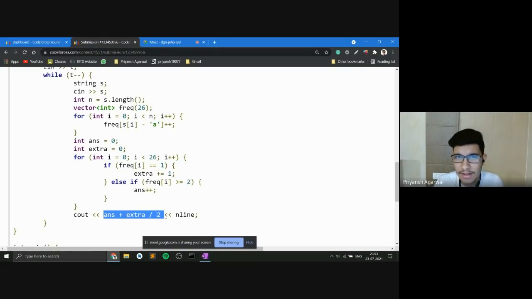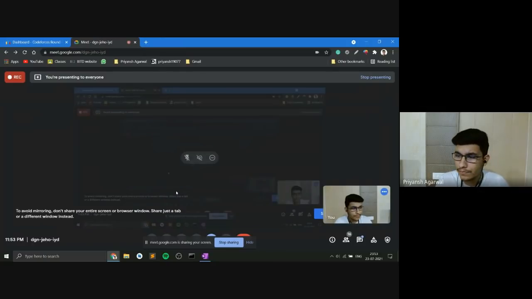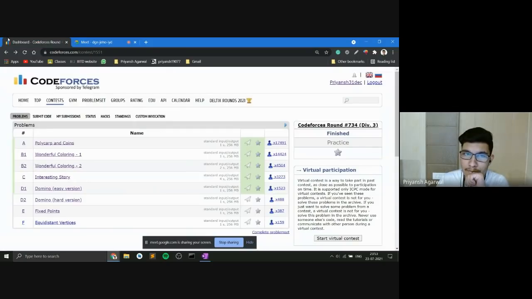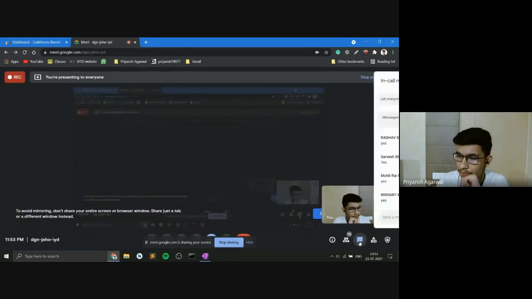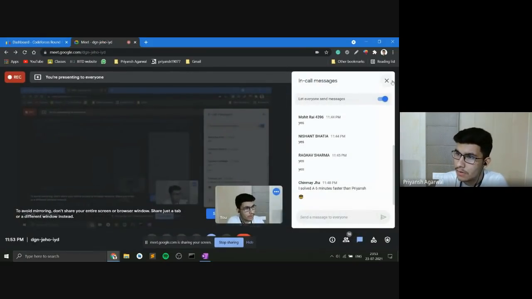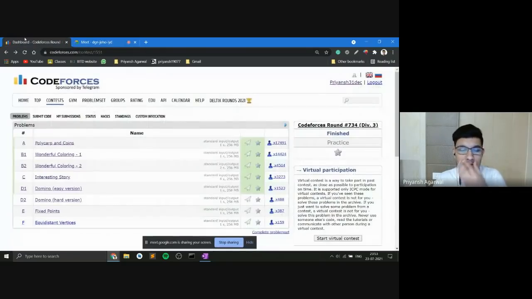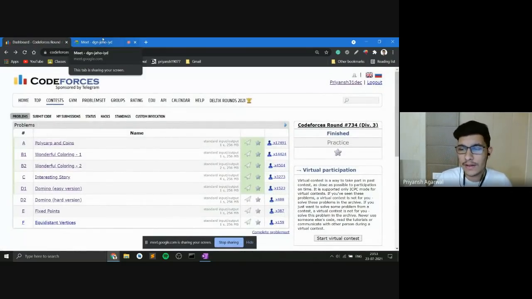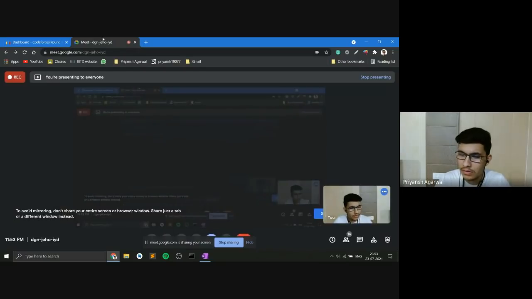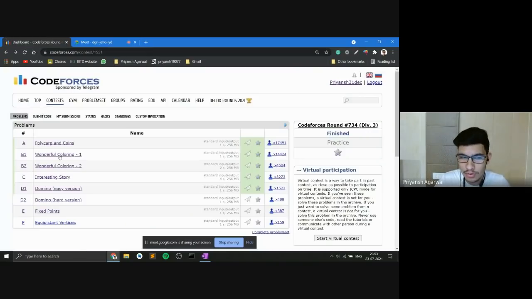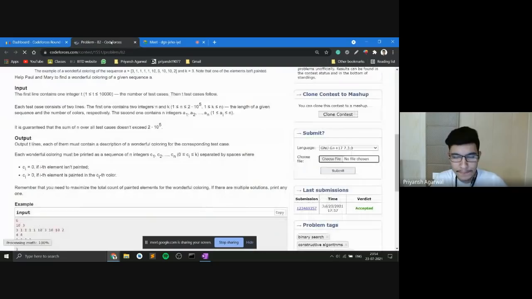Okay, is there any doubt in this problem? Assuming there is no doubt, and just to clarify, am I audible right now? Yes. Okay, cool. So we're done with 2 problems. We're done with A and B1. Let's move to B2.